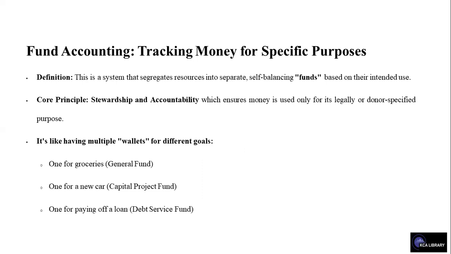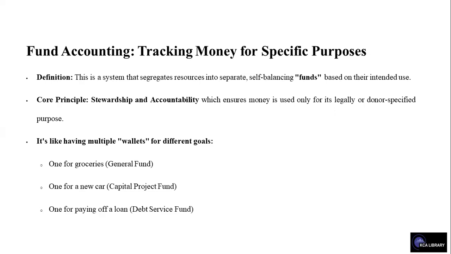Another aspect we are looking at, just like I said, is fund accounting, and this is tracking money for specific purposes. It is defined as a system that segregates resources into separate self-balancing funds based on their intended use. The core principle is stewardship and accountability, which ensures money is used only for its legally or donor-specified purposes. It is like having multiple wallets for different groups.